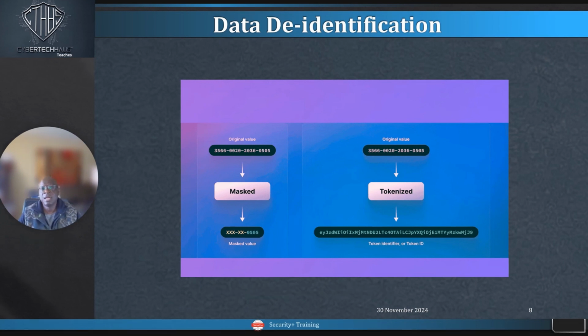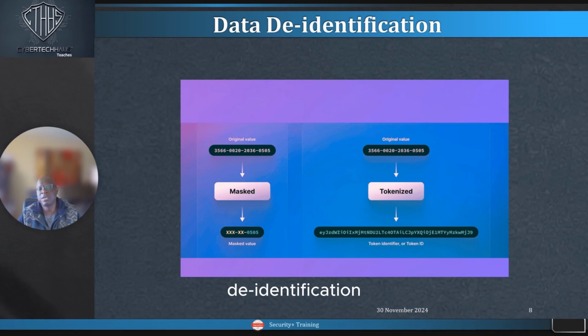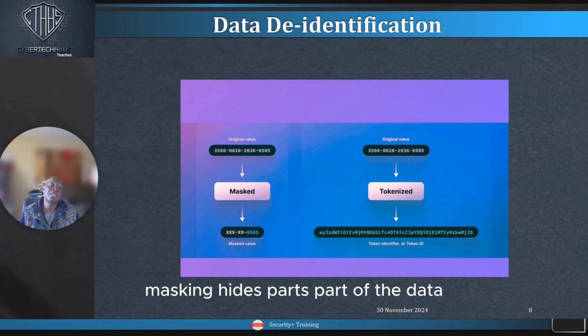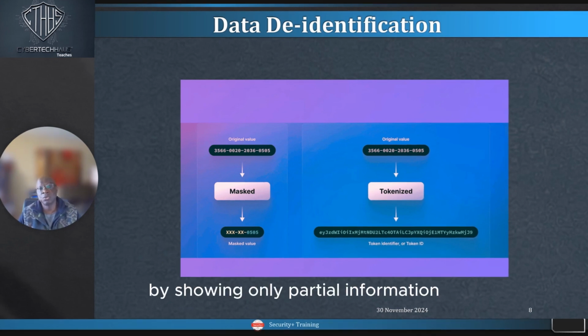All right, putting it together, both masking and tokenization are tools for de-identification. Masking hides part of the data, making it harder to identify individuals by showing only partial information.